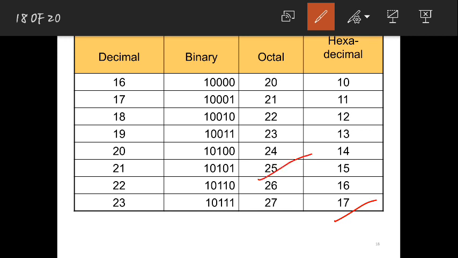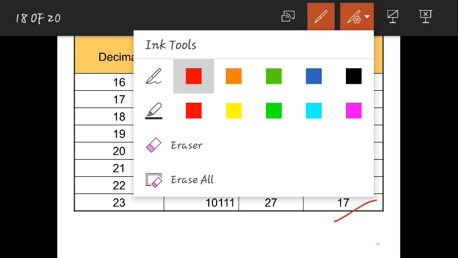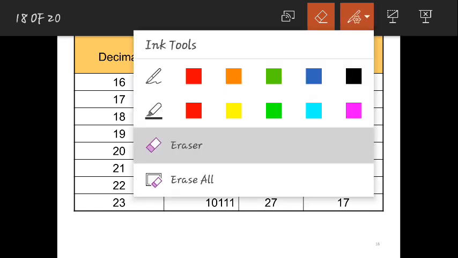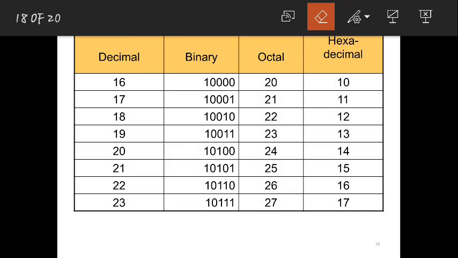But read the question properly; they will mention octal number 25. If they don't mention it, they'll write a base to it. If it is octal, they'll write 8. If it is hexa, they'll write 16. And for decimal, they'll write 10. If they don't write anything, generally by default you can consider it as decimal.